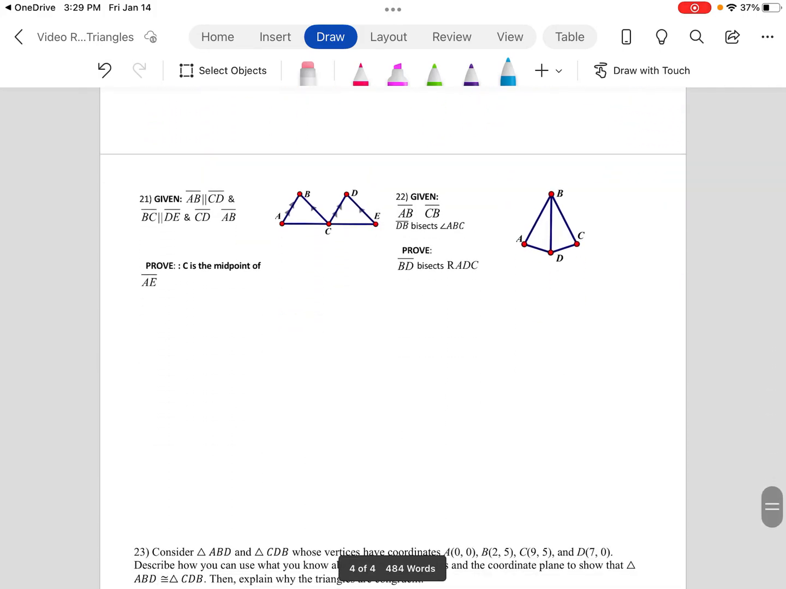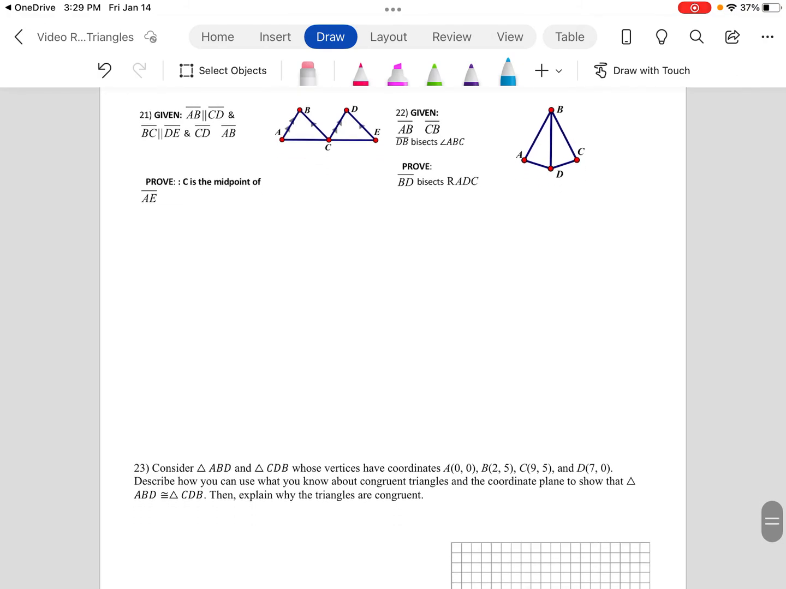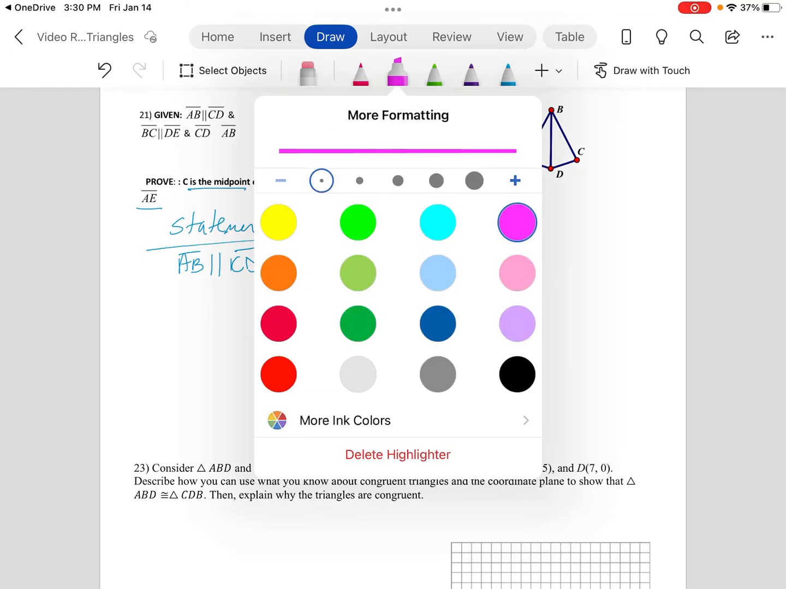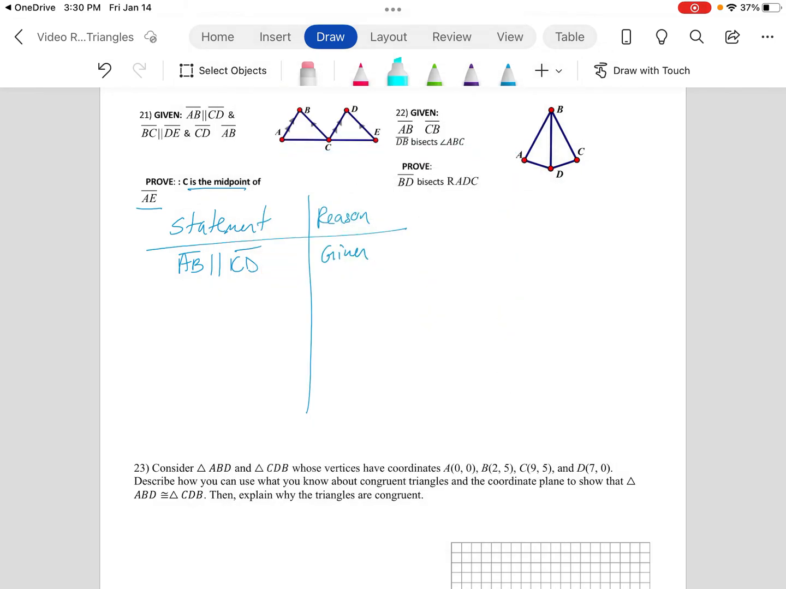All right. 2 more proofs and 1 more thing. So, next thing, and we're not going to look at this, okay? My goal is to prove that the triangles are congruent, and then we can figure it out from there. So we have our statement, we have our reason. I'm just going to go through this step by step. So I know that AB is parallel to CD. That's given to us. Use my highlighter here. So I know that AB is parallel to CD.